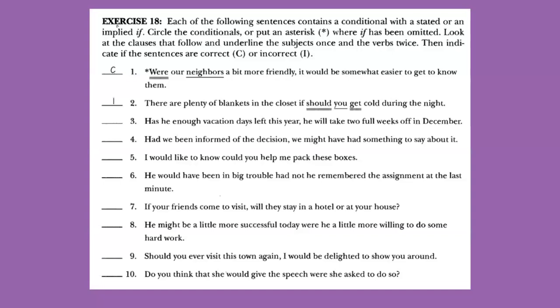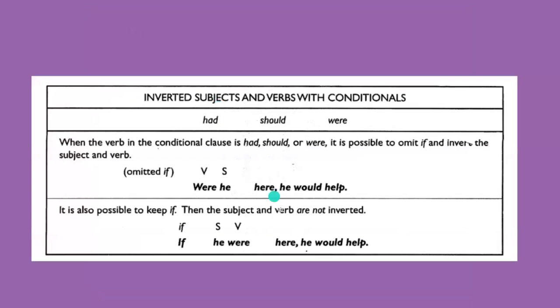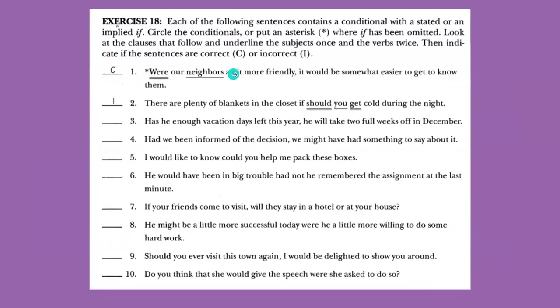Let's see the examples. Correct. "Were our neighbors a bit more friendly, it would be somewhat easier to get to know them." The if has been omitted. Therefore, I invert subjects and verbs. Let's see number 2. Incorrect.